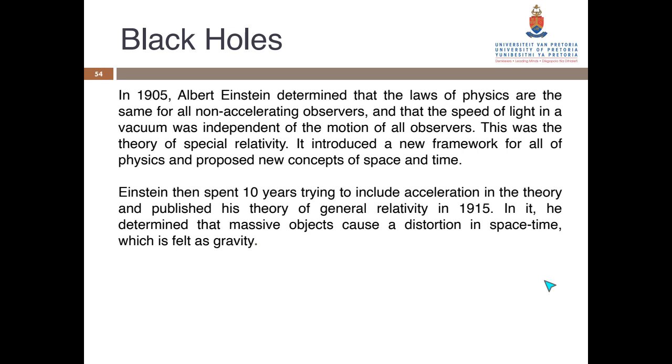It introduced a new framework of all of physics and proposed new concepts of space and time. Einstein then spent 10 years trying to include acceleration in the theory and published his theory of general relativity in 1915. In it, he determined that massive objects cause a distortion in space-time, which is felt as gravity.